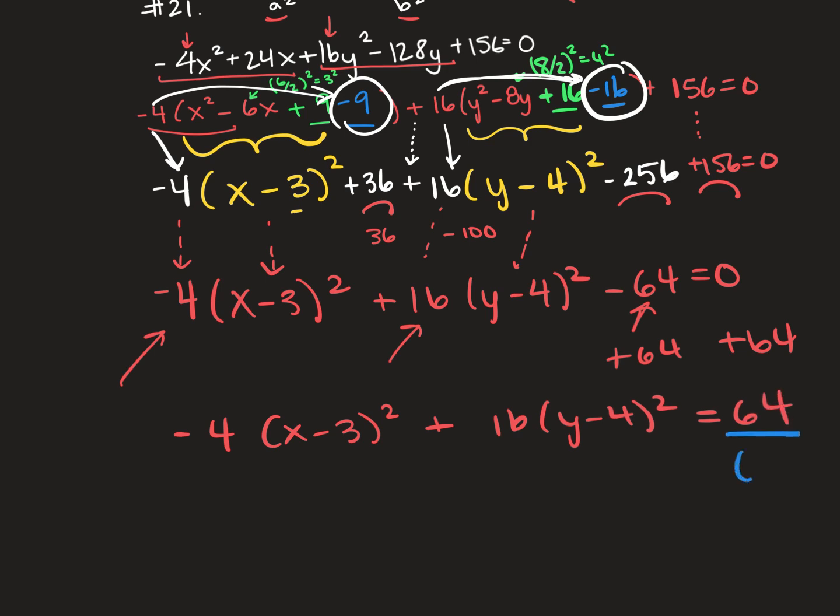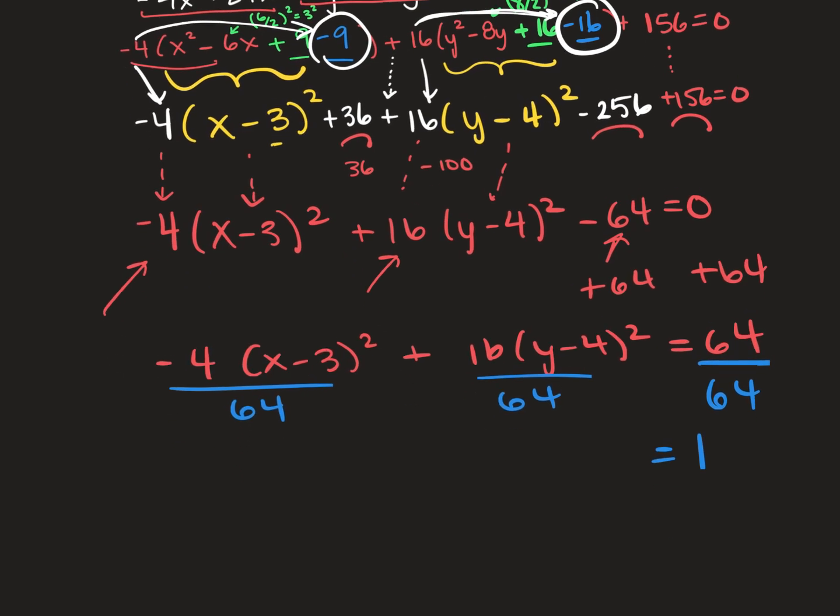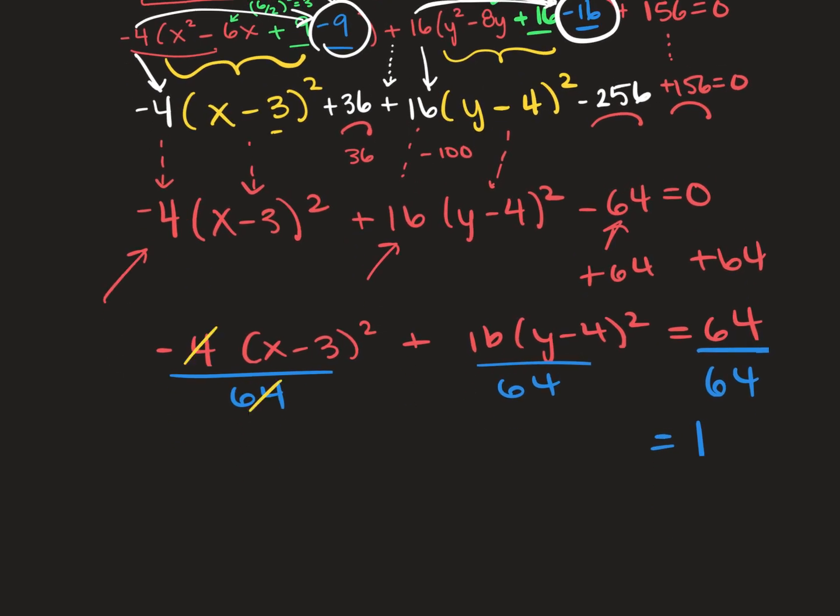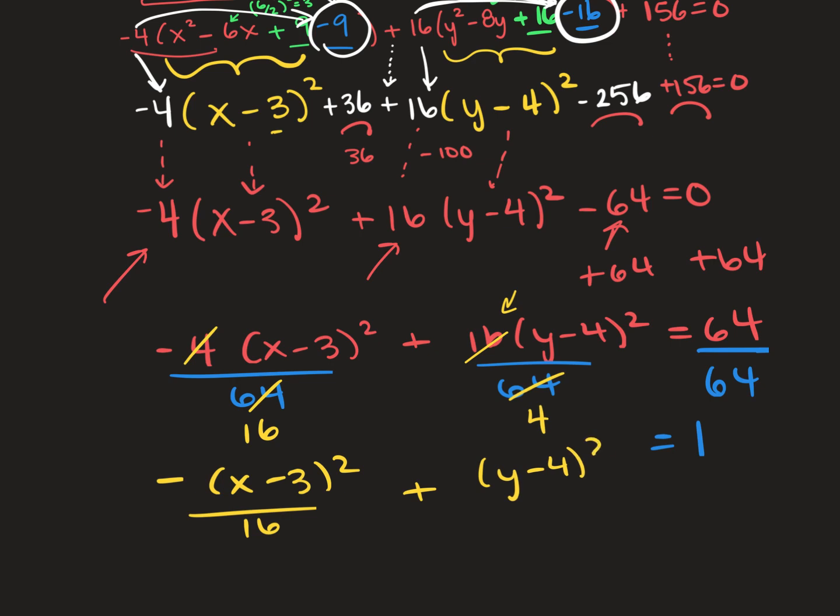Now I could divide that by 64 to make the 1 that I need, but then each of these terms has to also divide by 64, and that's where we end up getting those fractions. The 4 over 64, if we divide both of those by 4, we're going to end up with a 16, and then 16 over 64, those reduce to make 4. So then I'm left with negative (x minus 3) squared over 16 plus (y minus 4) squared over 4.